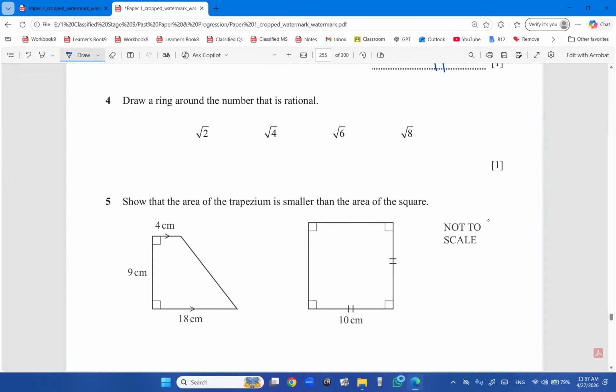Question number 4 says to you, draw a ring around the number that is rational. Rational, you're going to find the square root of 4 because it gives you a 2. So it is this one.